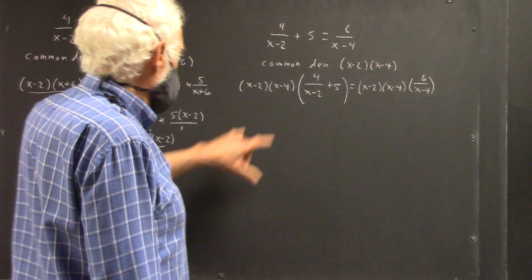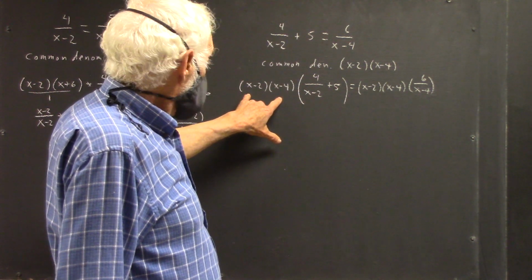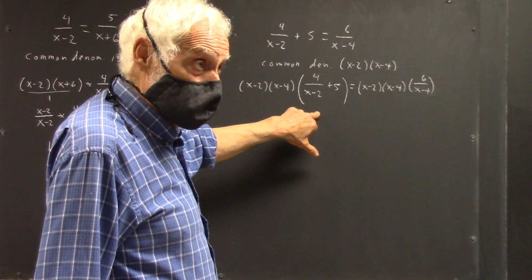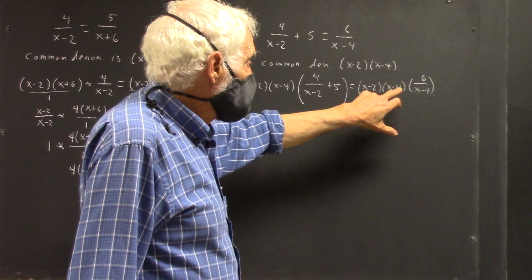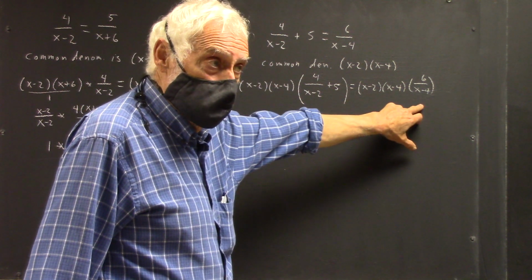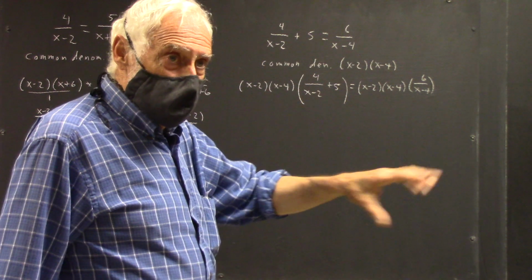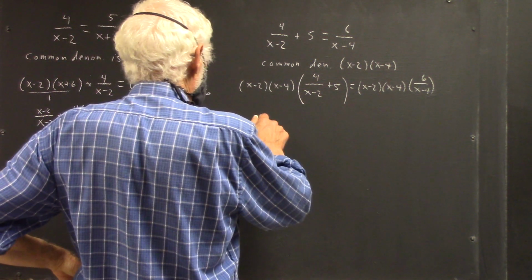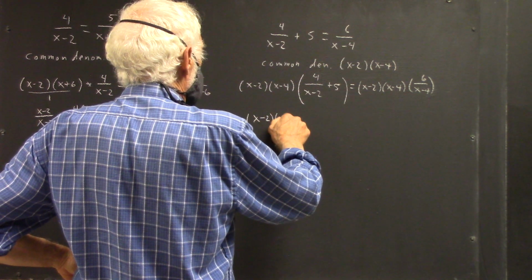Now you can see that when I multiply through by x minus 2 times x minus 4, I'm going to be able to match up an x minus 2 in the numerator and an x minus 2 in the denominator, right? And similarly, over here, I'm going to be able to match up an x minus 4 in the numerator and an x minus 4 in the denominator. So I'm going to kind of skip that step this time. You just use an ellipsis, 3 little dots. But first, I'm going to carefully do the distributive law.